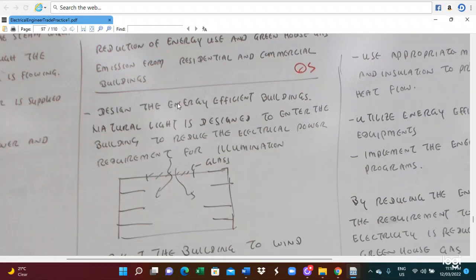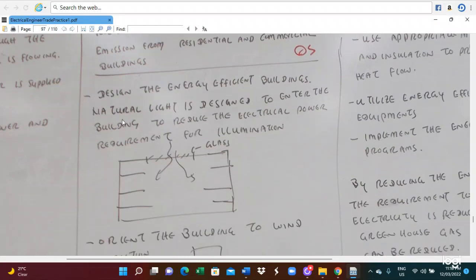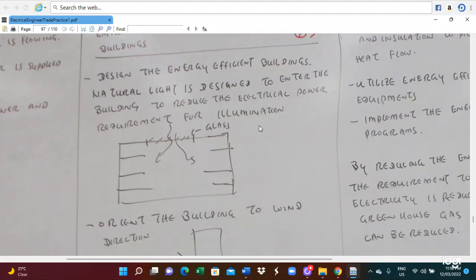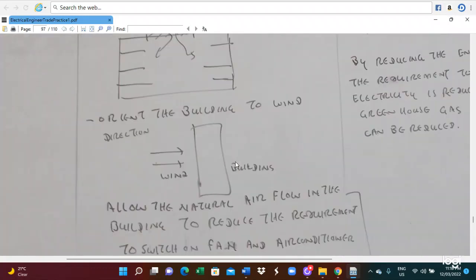Also, we use natural light. Natural light descends and enters the building, so that instead of using electricity, we use natural light. By this way, we reduce electricity use. Especially in big supermarkets, we use a skylight. The sun falls onto the skylight, and then it illuminates the building. So this is the way we use the natural light system.